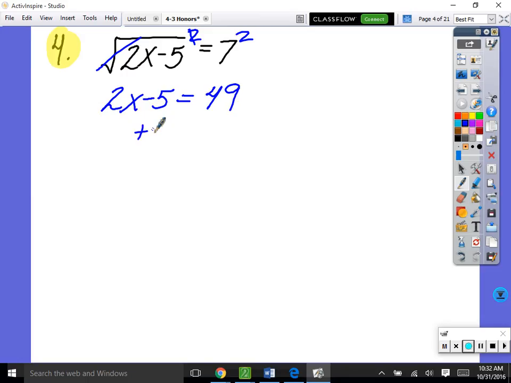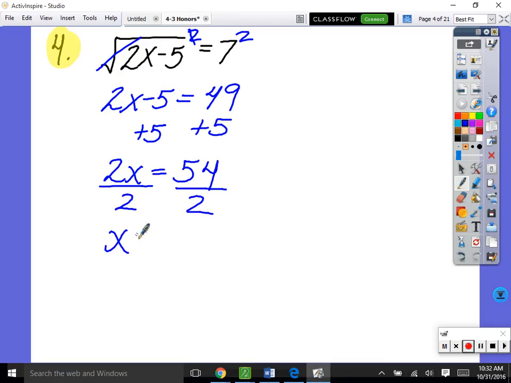So we'd add 5. And then we would divide by 2, right? It's that simple. What do we get? And we will check our answers.